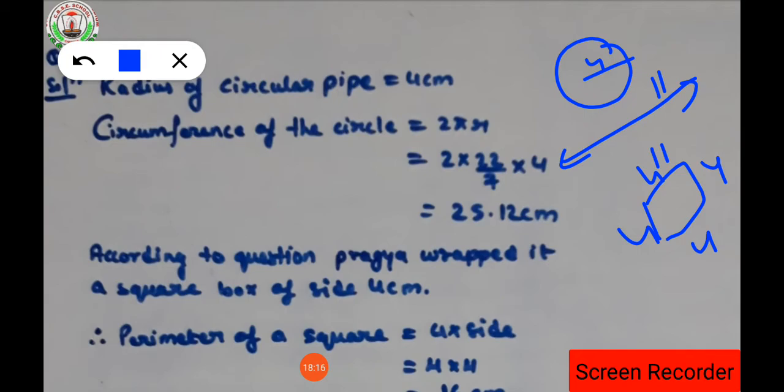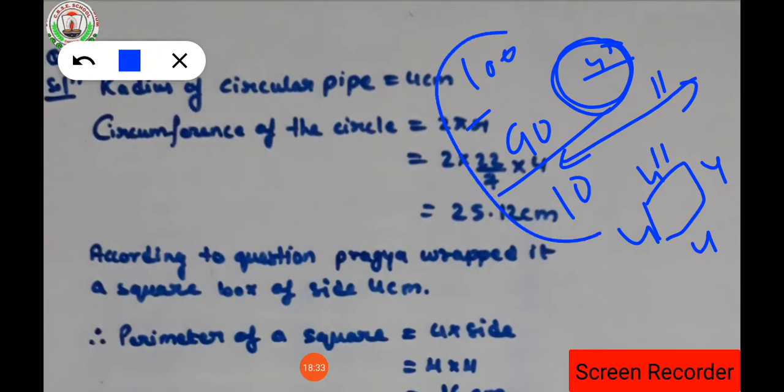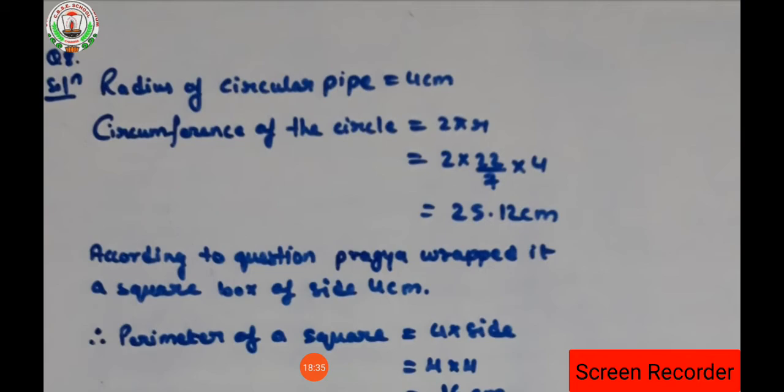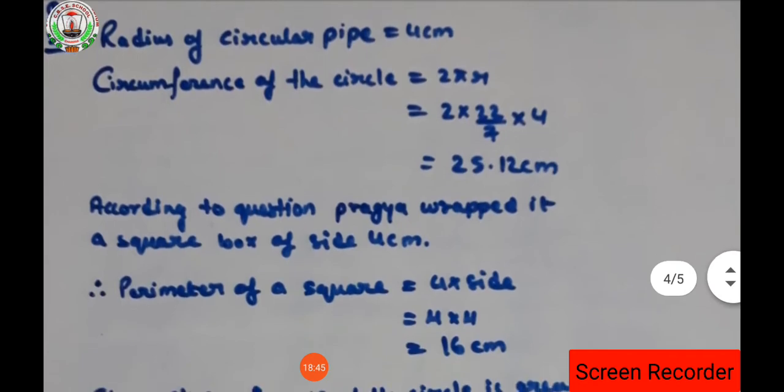If suppose a total of 100 meter square cord is there in the form of a circle and 90 meter square cord is used, then how much cord is left? 100 minus 90 will be 10 meter, isn't it? So this I had taken as an example, and here we are going to see according to the example. The radius of the circular pipe is given as 4 centimeter. We are going to find the circumference.